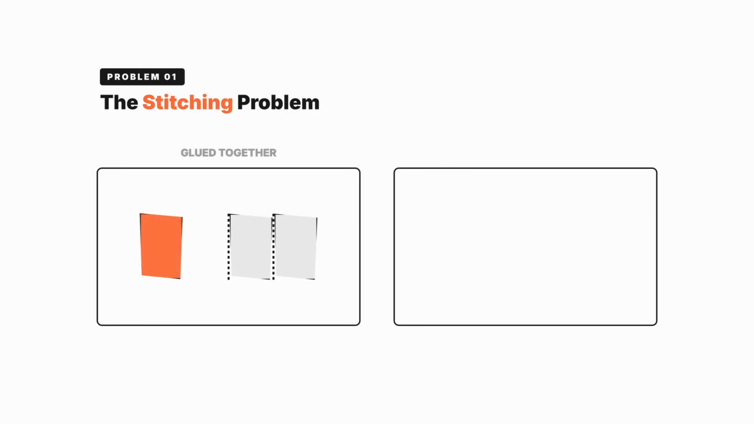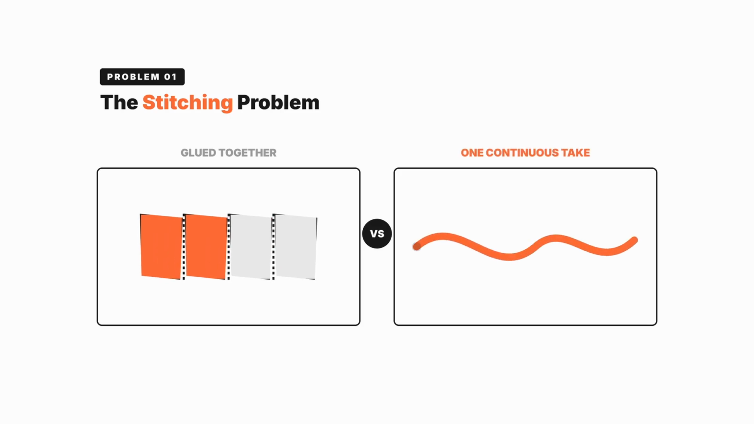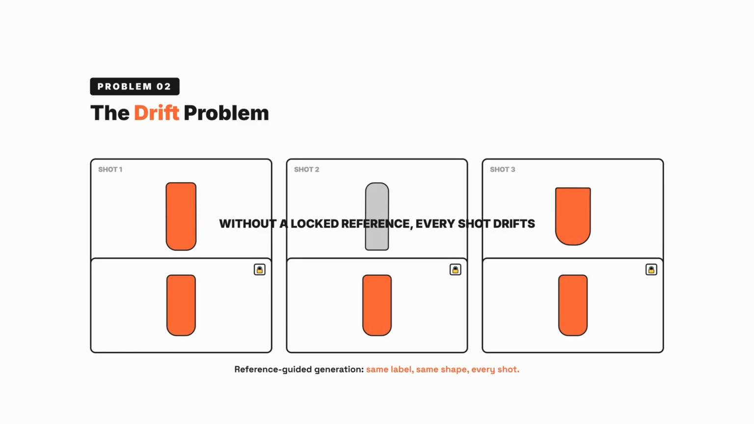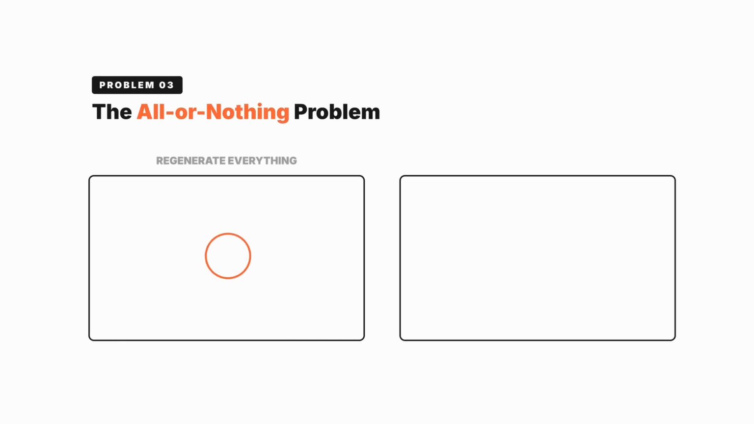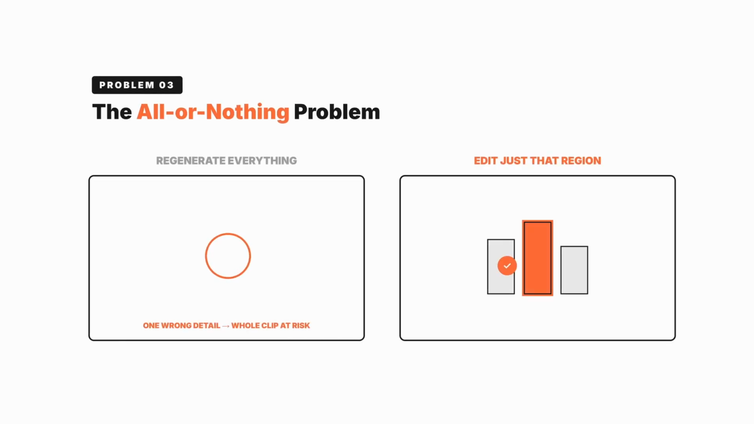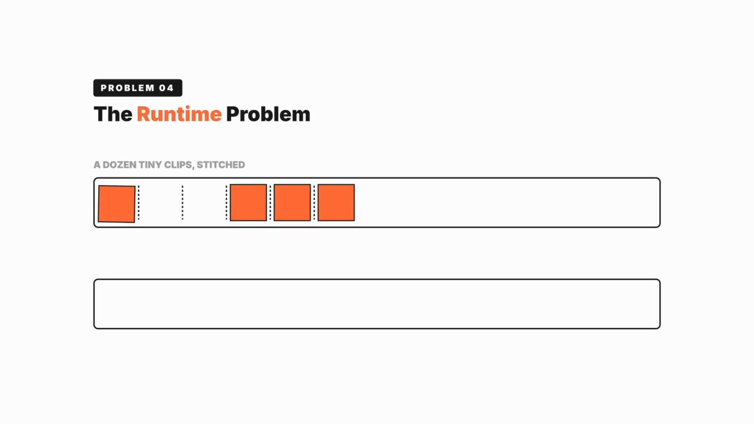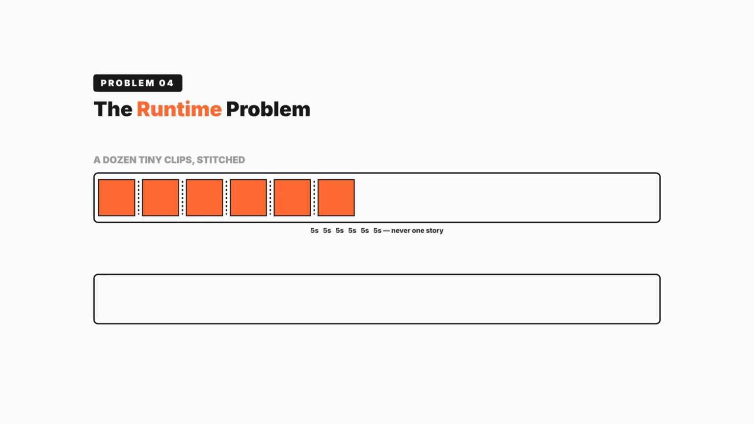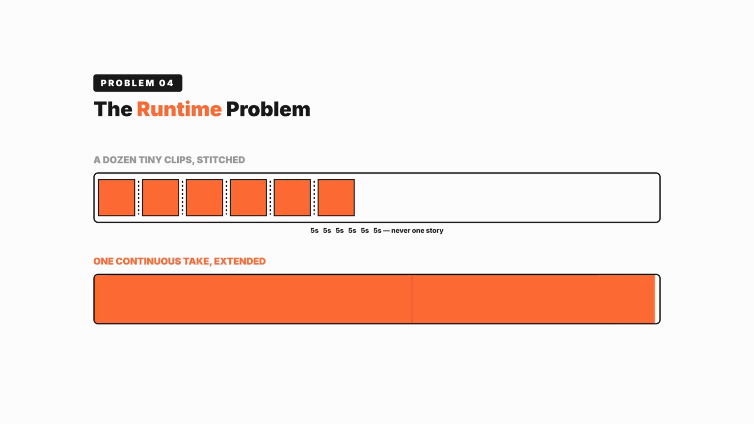Quick context so this isn't abstract. Here are the 4 problems named plainly. 1. The stitching problem. Clips don't flow into each other, they get glued. 2. The drift problem. Characters, products or scenes subtly change between shots. 3. The all or nothing problem. One wrong detail means regenerating the entire clip from scratch. 4. The runtime problem. AI clips are too short to actually tell the story. You are stuck assembling dozens of tiny pieces. If you have ever given up on an AI video project halfway through because it just wasn't holding together, it was one of these 4. Let's fix them one at a time.